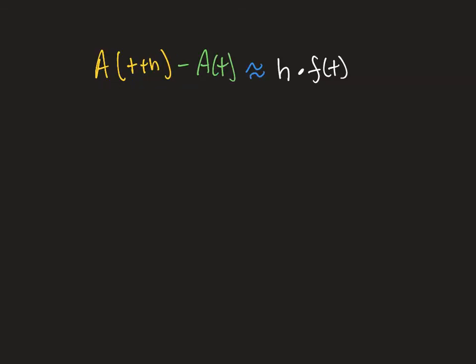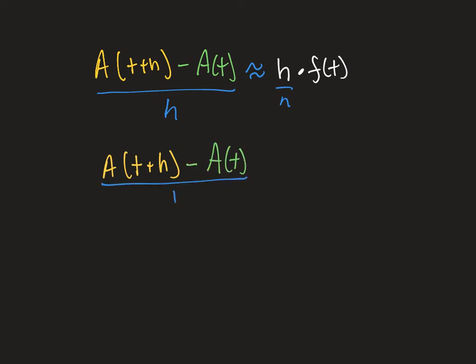Okay, so here's that equation we had at the bottom of the last slide. Now, what I want to do is just a little quick bit of algebra here. I'm going to divide both sides by h. And when I do that, I get the following: A of t plus h minus A of t over h. Ooh, my h was white, wasn't it?